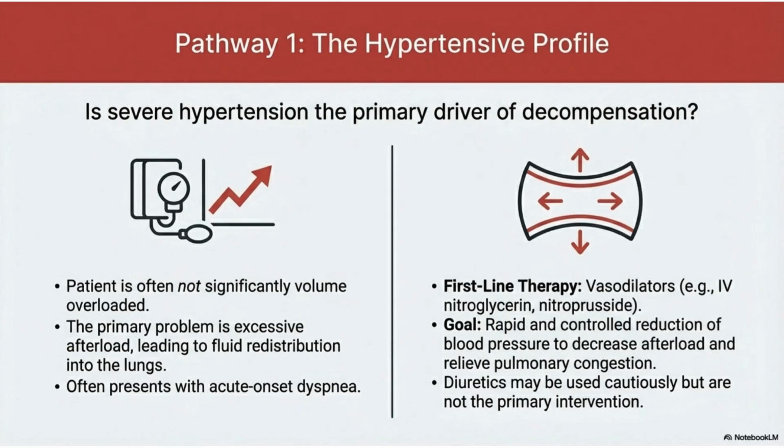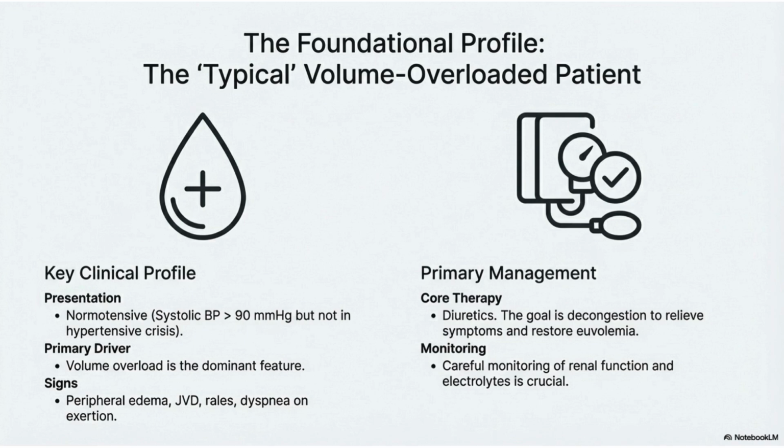Right. We want drugs that relax the blood vessels, rapidly reduce that resistance the heart is fighting against. It just dramatically decreases the strain. And that often resolves things faster than just trying to pull off fluid. Much faster. That feels intuitive. High pressure, use pressure-reducing agents. Okay, so now let's flip to the other side of this typical coin, the normotensive ADHF.